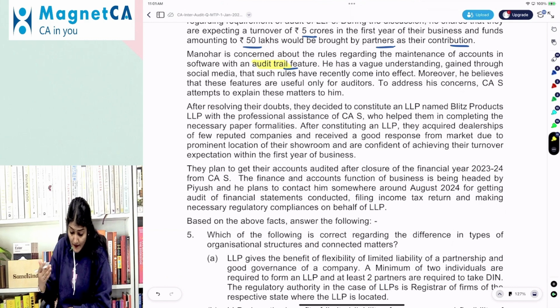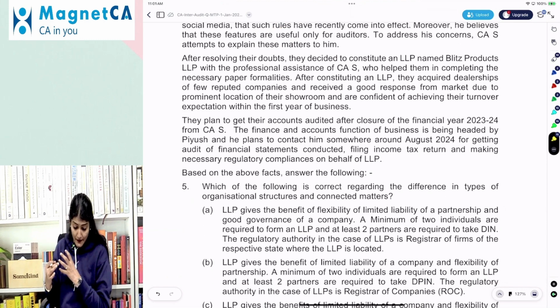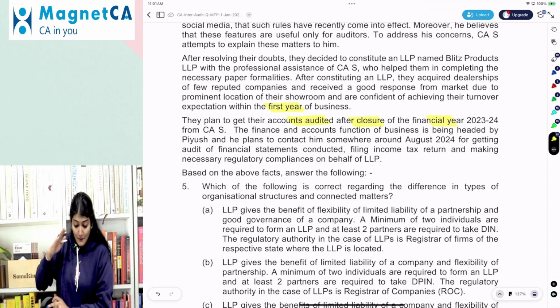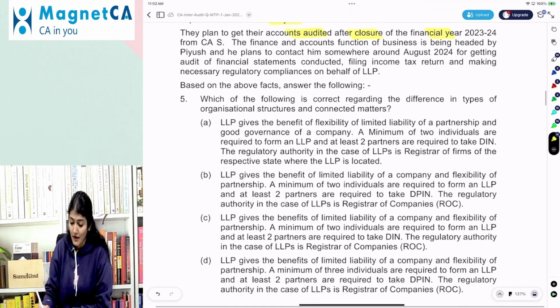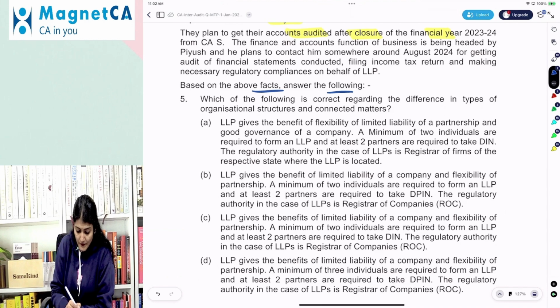After resolving their doubts, they decided to constitute an LLP named Blitz Product LLP with the professional assistance of CAS, who helped him in completing the necessary paper formalities. After constituting the LLP, they acquired dealership of a few reputed companies and received a good response from the market due to the prominent location of their showroom, and are confident of achieving their turnover expectation within the first year of the business. They plan to get their accounts audited after the closure of the year from CAS. The finance and accounts function of the business is being headed by Piyush, and he plans to contact him somewhere around August 24 for getting the audit conducted, filing income tax return, making necessary regulatory compliance on behalf of the LLP. Based on the above facts, answer the following.